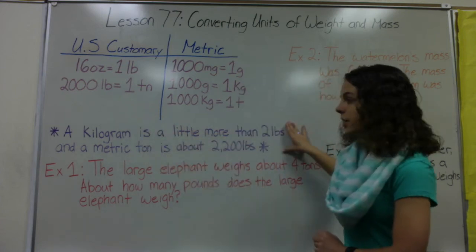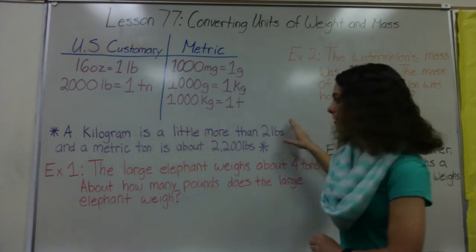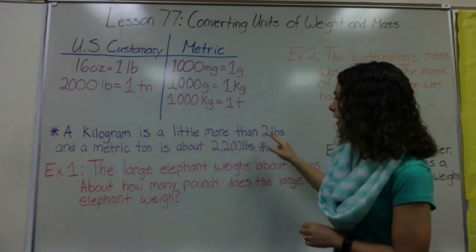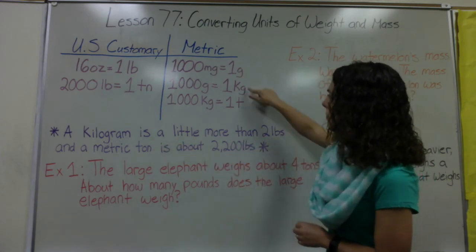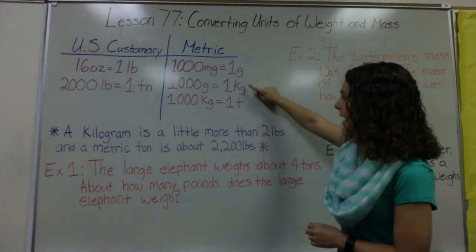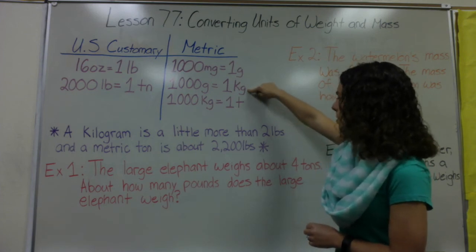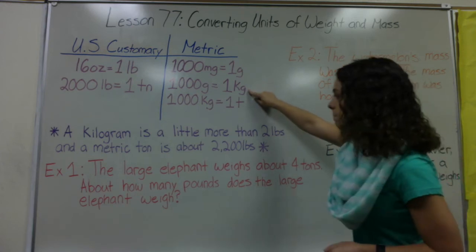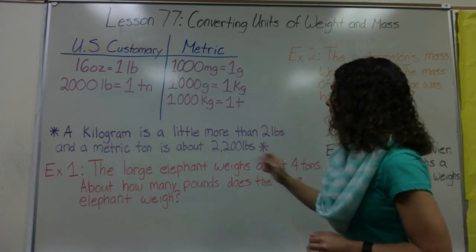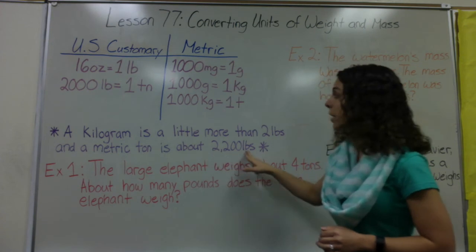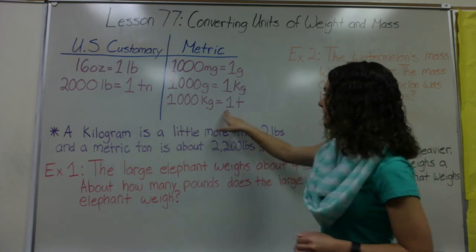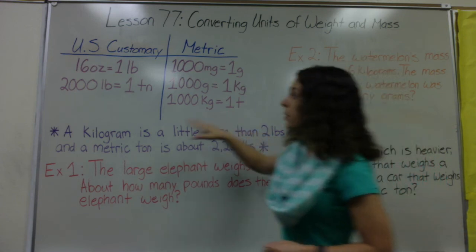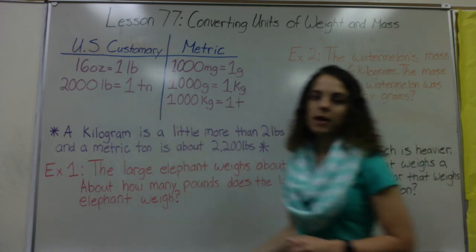And I put a note here that I would also like you to write down, so I've put the asterisks. A kilogram is a little more than 2 pounds, so 1 kilogram would feel pretty light. And a metric ton is about 2,200 pounds. So this ton here is about 2,200 pounds, whereas this is only 2,000 pounds.